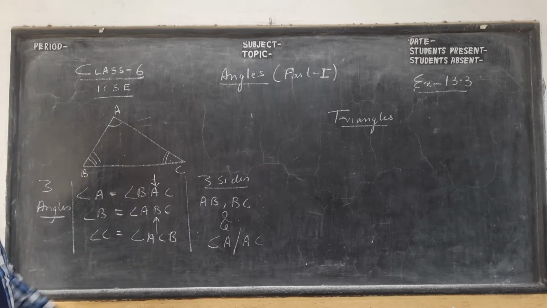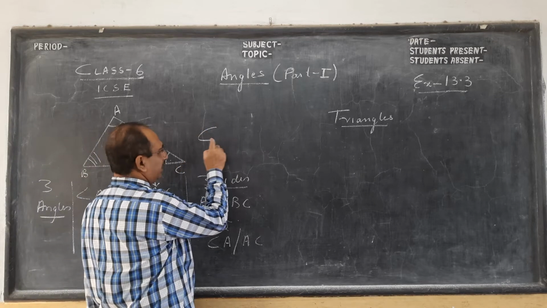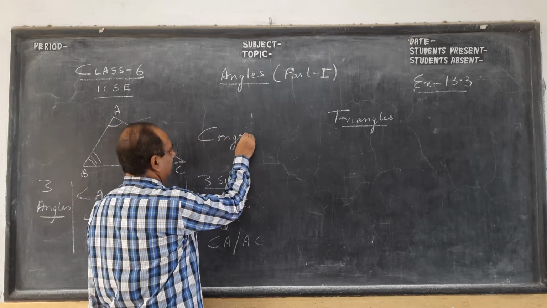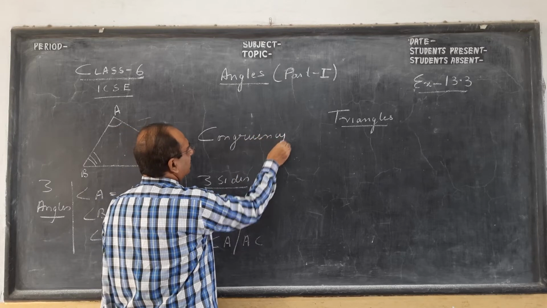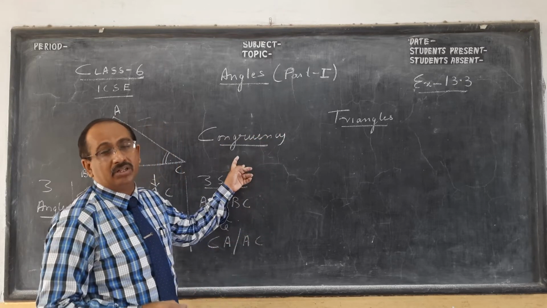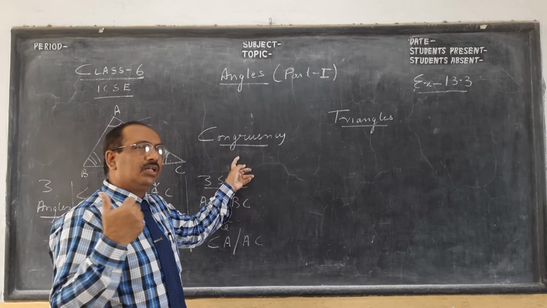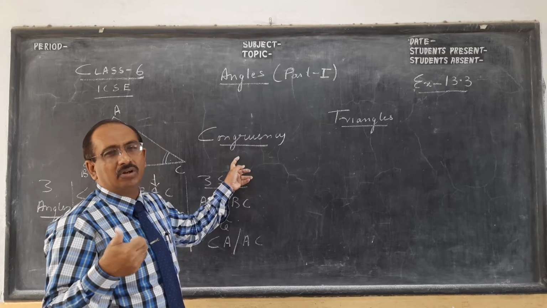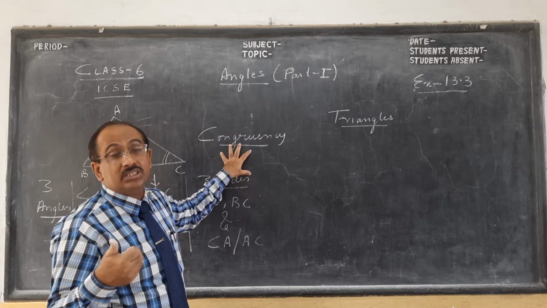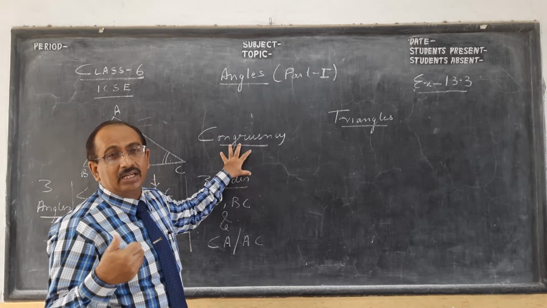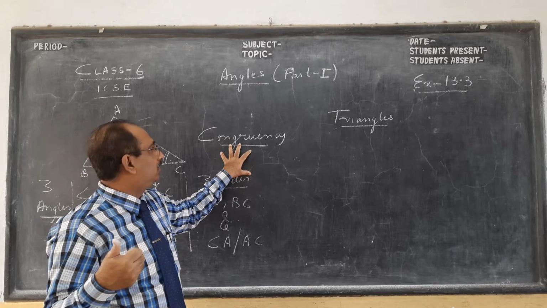So a triangle has 6 parameters, and there are two concepts which are very important. I think I have not made any video on this. Congruency, very important. I call it the heart of geometry. I call percentage the heart of arithmetic. All other topics, profit and loss and all, are dependent on that. Congruency is the heart of geometry, and equations are the heart of algebra.